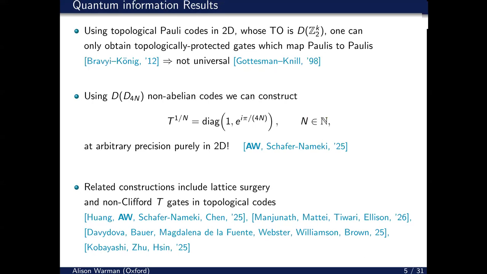The results I will discuss are that we can construct arbitrary precision gates purely in 2D. This is surprising because if one considers codes based only on the abelian group Z2, with Hamiltonians comprising only of Pauli operators, then the only unitaries that can be implemented are those that map Paulis to Paulis. And these are not universal, as I will explain. Instead, using non-abelian groups, we can obtain arbitrary precision purely in 2D.